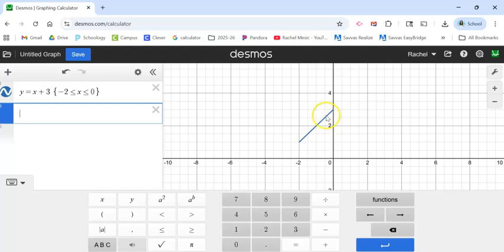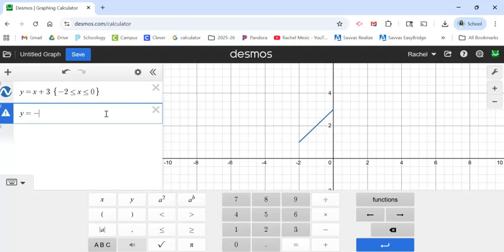There we go. So I have this line, y equals x plus 3. So it has a y-intercept of 3. And it has a slope of 1, up 1 over 1, up 1 over 1. However, it's not the whole line going on forever and ever. It starts at -2 and has all of the x values up until we get to 0. Okay? So then I'm going to make another equation.